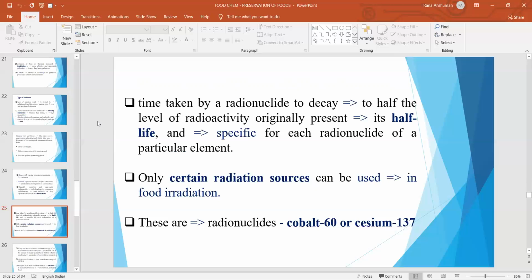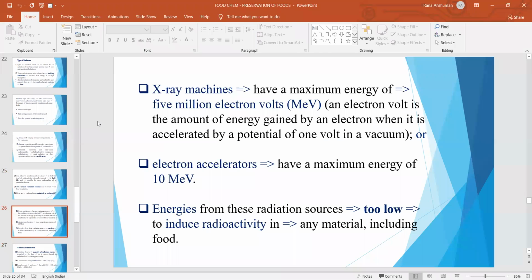Only certain radiation sources can be used in food irradiation. These are specifically radionuclides such as cobalt-60 or cesium-137, which are commonly used for food irradiation. X-ray machines have a maximum energy of only 5 million electron volts, and electron accelerators have a maximum energy of 10 million electron volts. Energies from these radiation sources are too low to induce radioactivity in any material, including food.